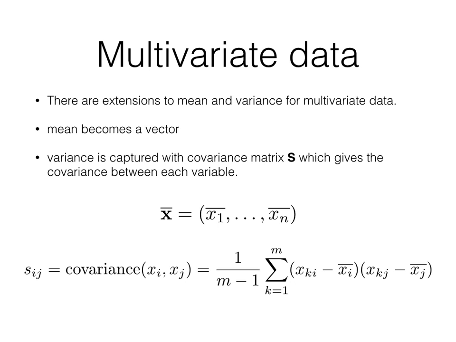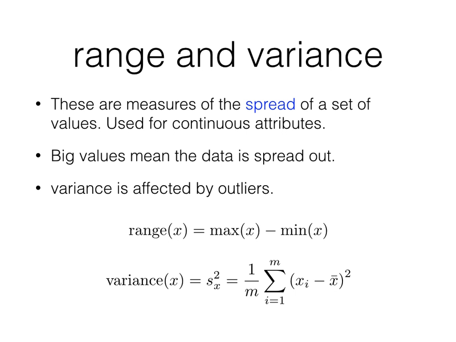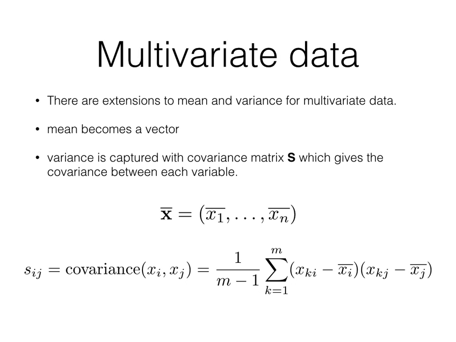So the mean becomes a vector, and you can see that in that first one, in the first formula there. And the variance changes to be captured with something called a covariance matrix, and that gives the covariance between each variable. So we can see S sub ij is the covariance between i and j, and it's quite similar to what we did with the variance here. Instead of squaring it, we're doing it with two different sequences.